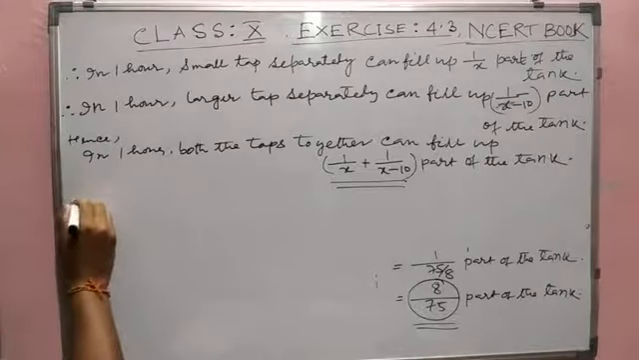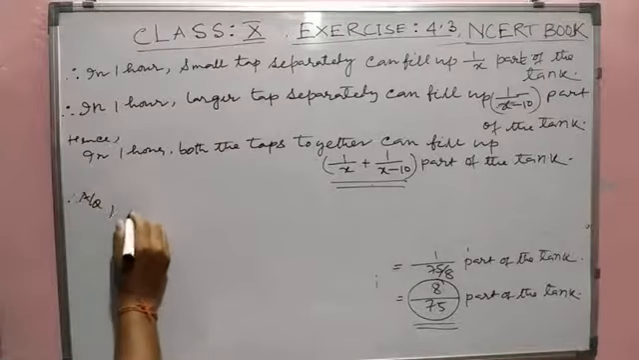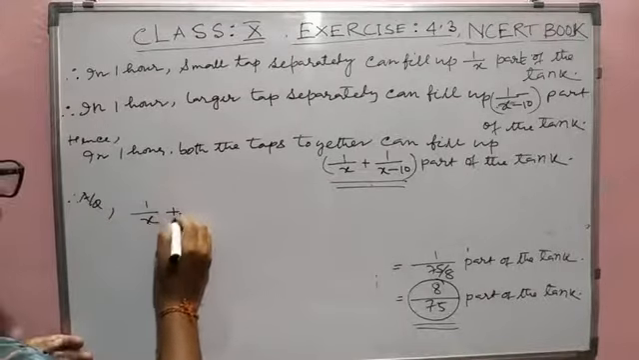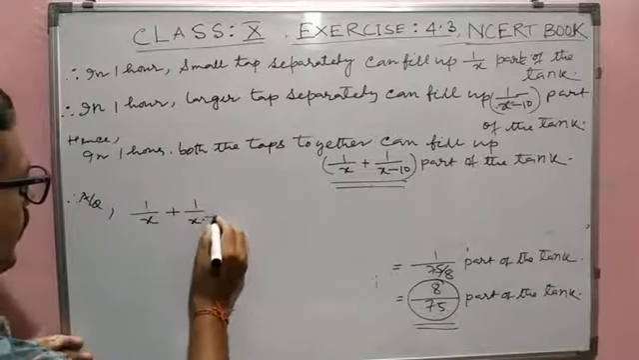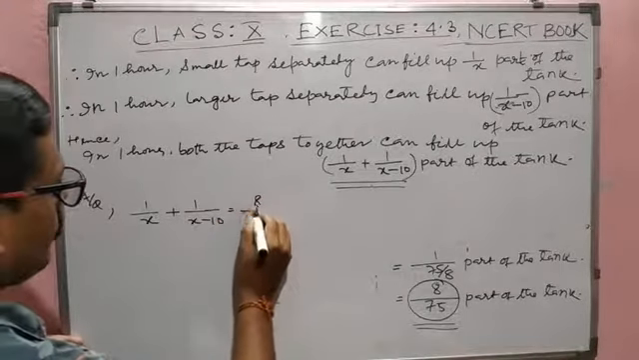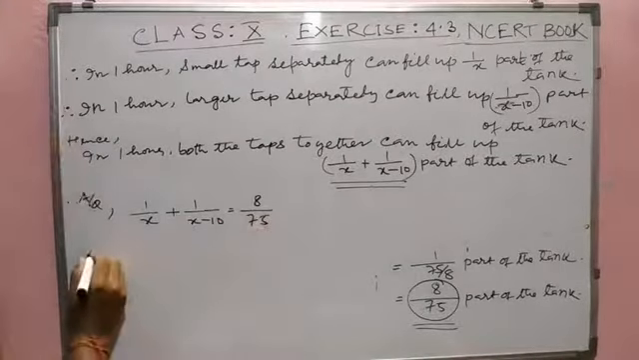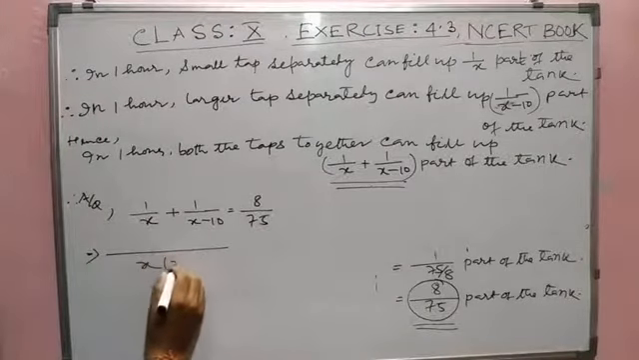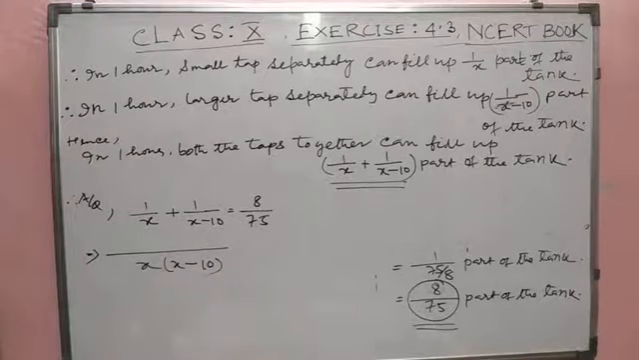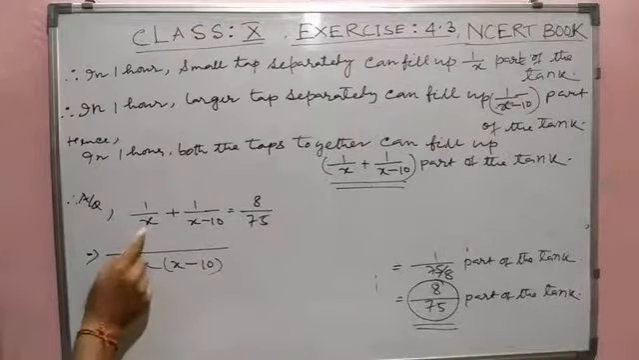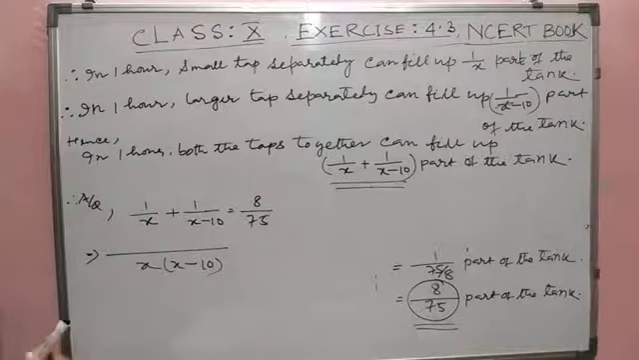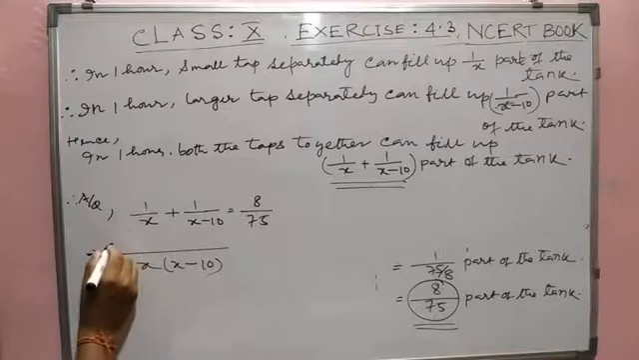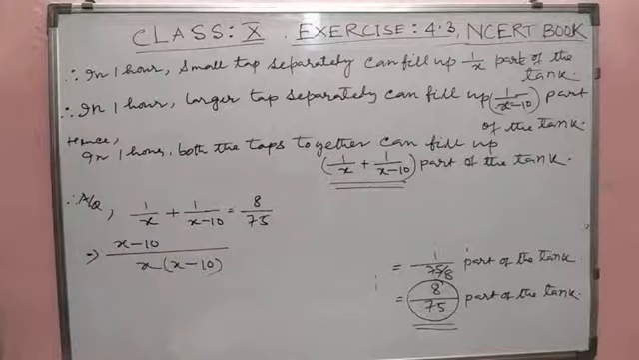Therefore, according to the question we can write 1 by x plus 1 by x minus 10 equal to 8 by 75. Now on simplification we get the LCM is x into x minus 10. So we have to divide this by x. This and this cancel, this will remain, and this has to multiply with this. So it will be x minus 10.